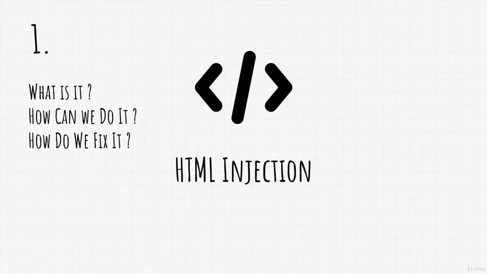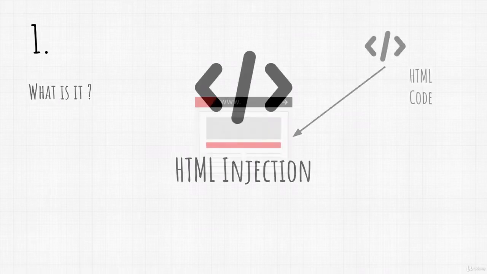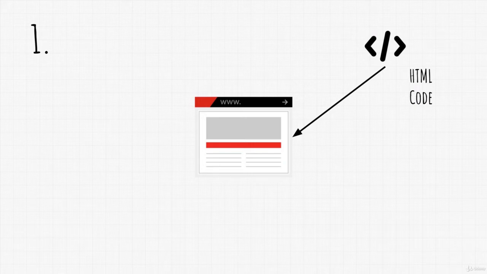And we are going to start off by explaining what exactly it is. So, what is it? To describe it in one sentence, we can say HTML injection is injecting HTML code into the website page. Simple as that. How exactly does it work?